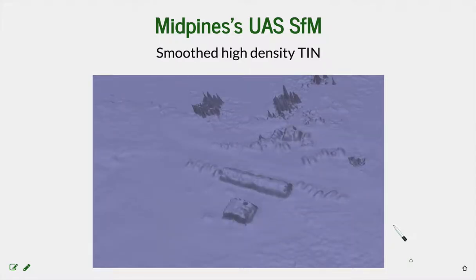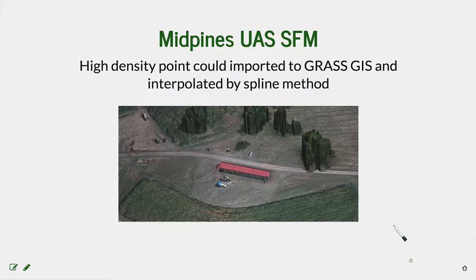But to get a little bit better representation, we can smooth this thin to remove at least some of the noise. But with smoothing, we are also losing some of the detail. Another thing that we can do is take that high density point cloud, import it into GIS, and use spline interpolation to create a high resolution digital elevation model.